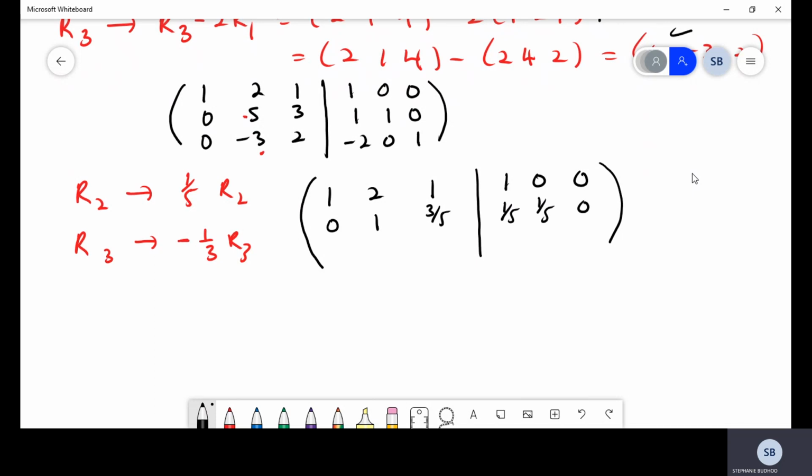And then finally, negative 1/3 of row 3 gives us 0, 1, negative 2/3, and on the right hand side we'll get 2/3, 0, and negative 1/3. All right, guys, so this will keep going on and on, and you'll have to perform a couple of row operations. I'll just state the row operations that are necessary to reduce this one.